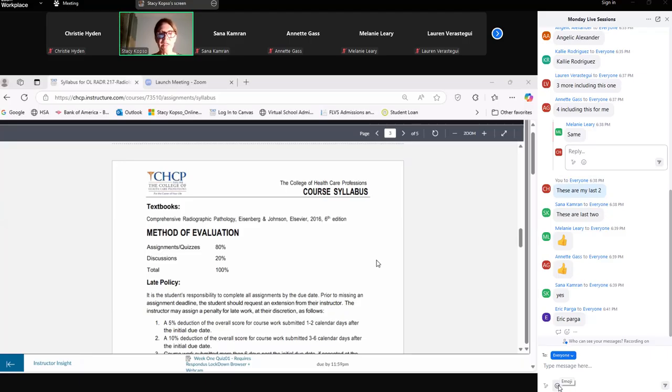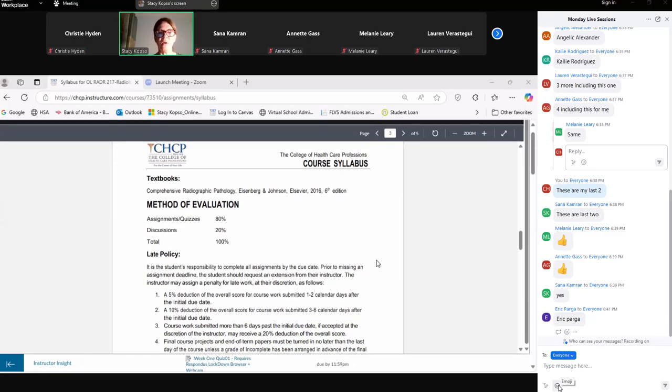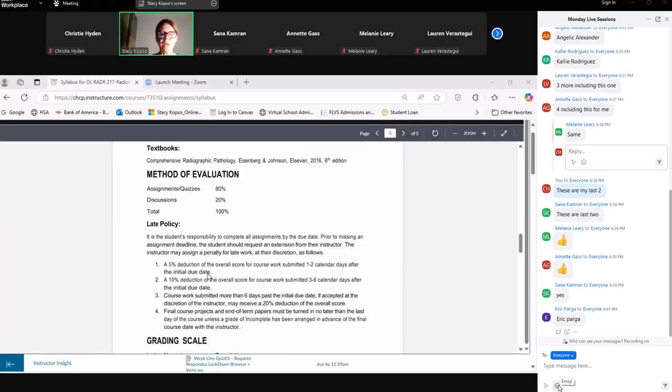As far as submitting things, your assignments and quizzes are always due by Sunday midnight as well. And there's a 5% deduction if it's 1 to 2 days late, and a 10% deduction if it's 3 to 6 days late. I can't tell you how many students towards the end, they wait until they get to the end and they realize there's a chance they may not pass, just usually because they didn't get things done in time. And they had that big deduction, especially for discussion board.